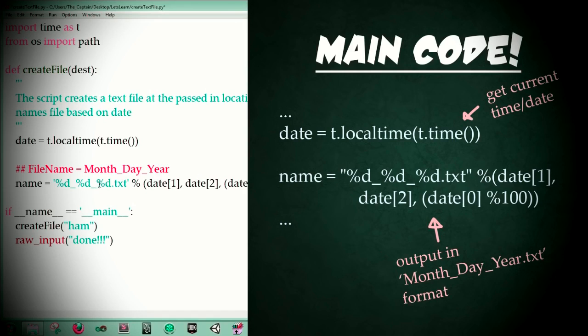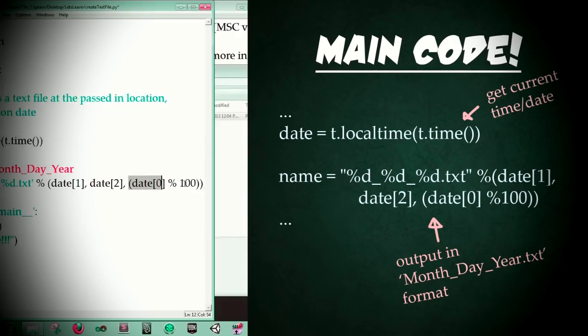A special note about the year, though. I didn't want to have the full 1987 or 2013, in this case, as the year. I actually wanted just the last 2 digits of the year. And so the way I did that was, at the very end of this line, I used a percent 100. What this says is, what is the remainder if I were to continually divide this by 100? In other words, I just want to get the last 2 digits of the year.